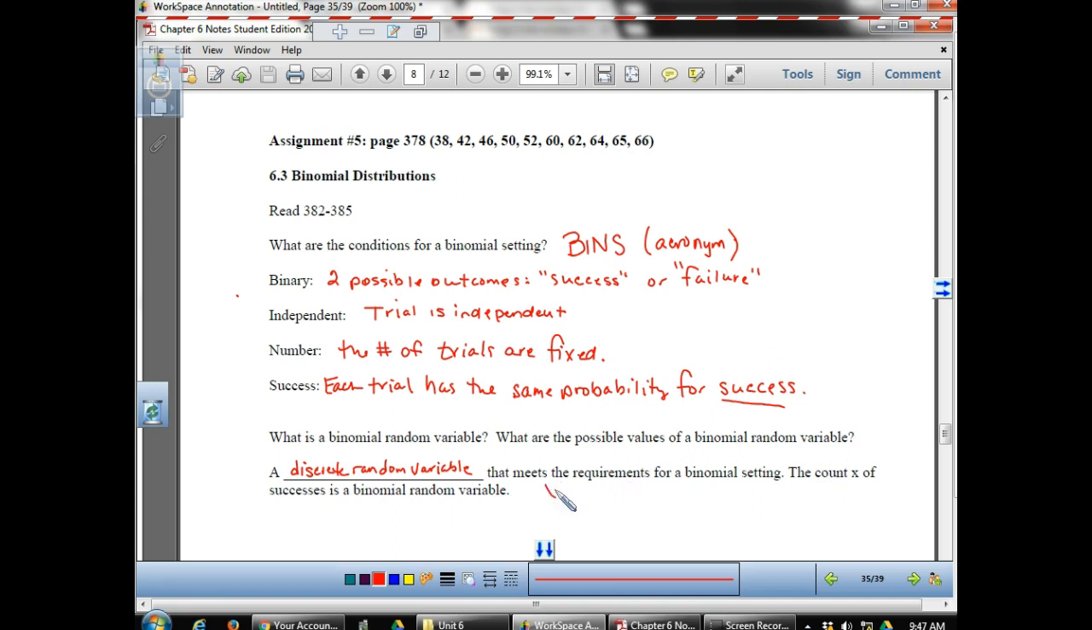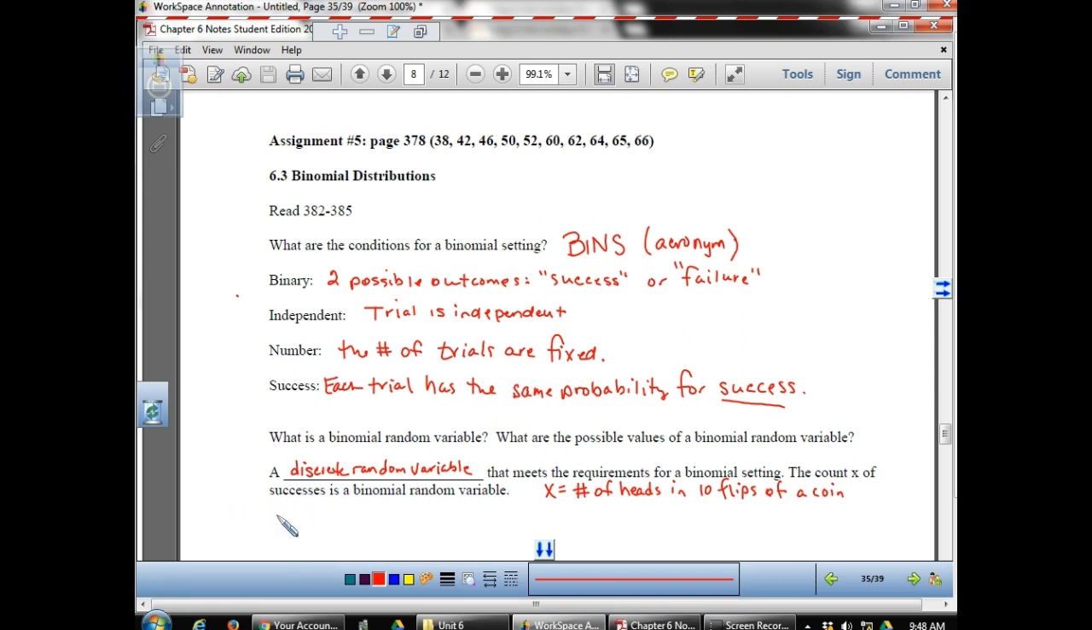So let me give you an example. We will let X equal the number of heads in 10 flips of a coin. This sounds very similar to what we did with the discrete random variable. You just did not know yet that it is actually more specifically a binomial random variable.